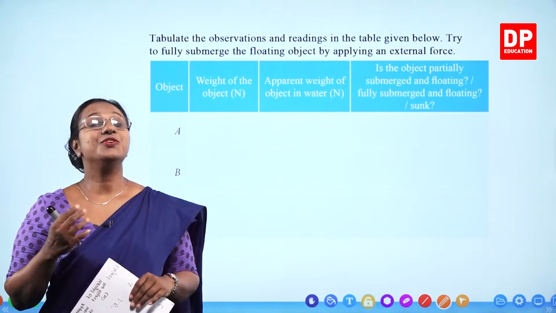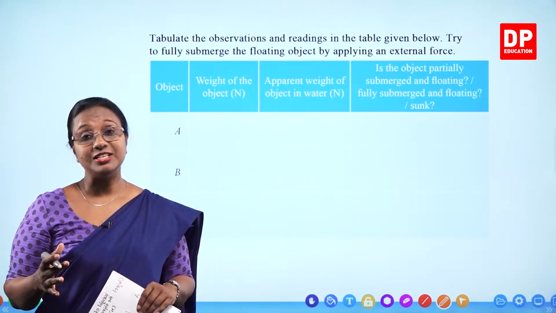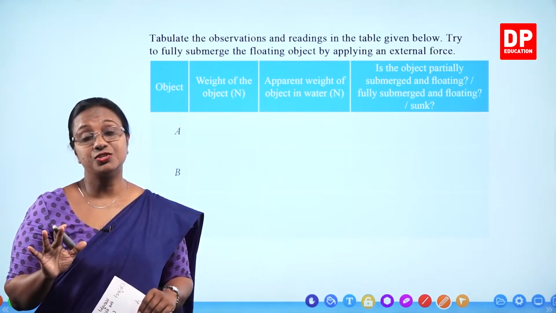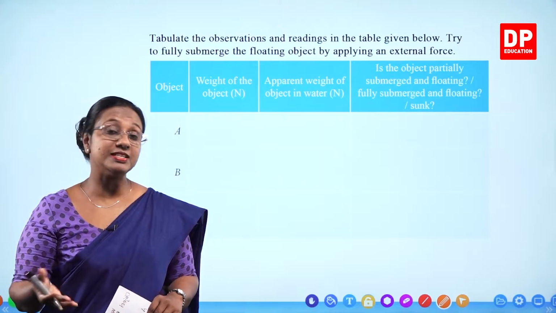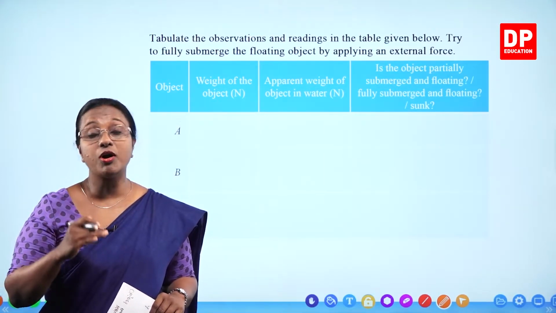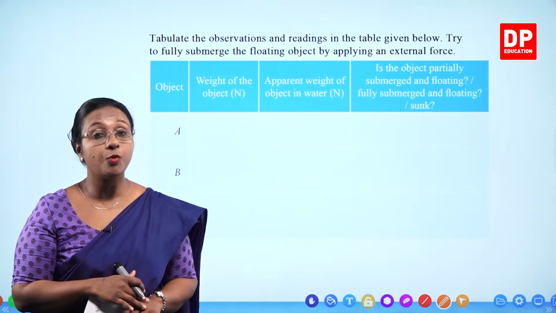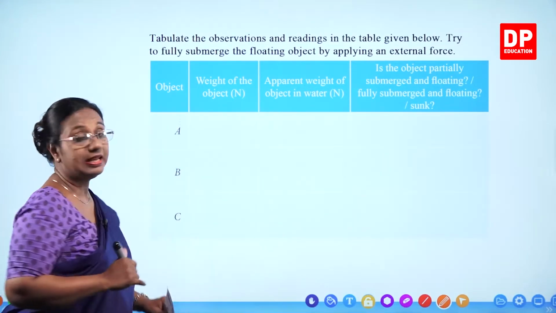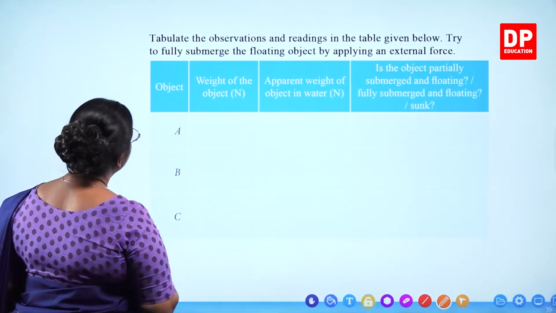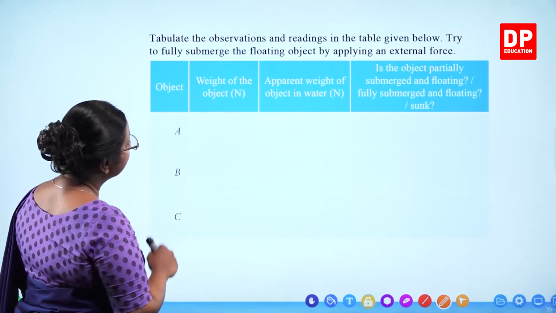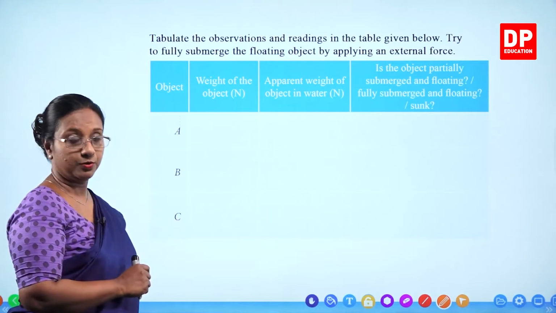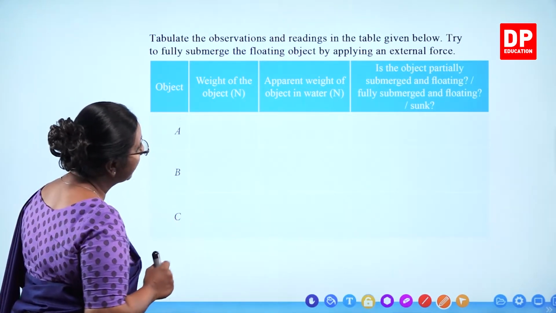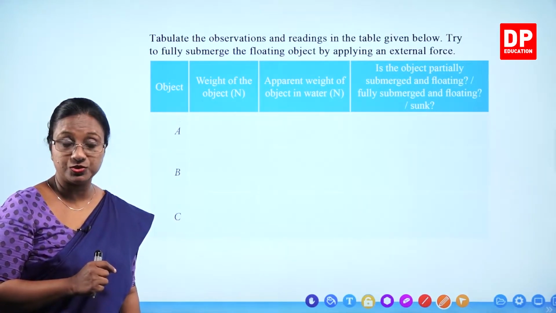Okay, students. So you were able to see the activity. You were able to understand how the weight changes or how the weight loss takes place when the object is partially or completely immersed in water. We got all the readings. That is what we need to fill in this table. Tabulate the observations and readings in the table given below. Try to fully submerge the floating object by applying an external force.